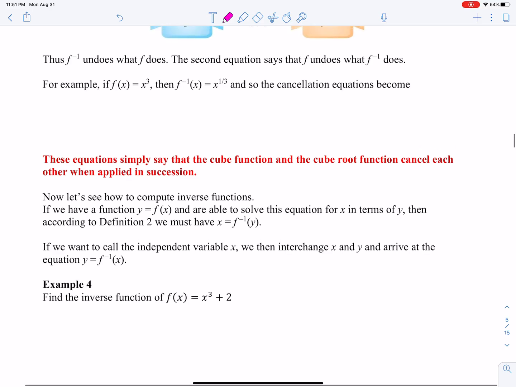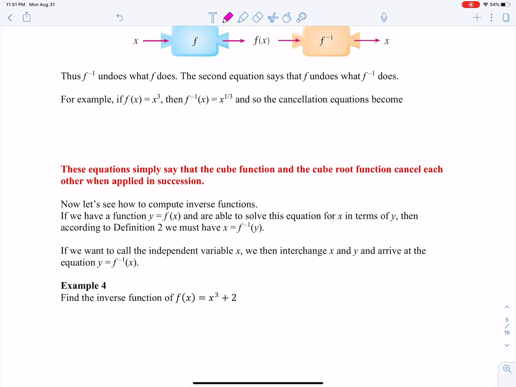All right, so let's do a quick example here. For example, if f of x equals x cubed, then f inverse of x equals x to the 1/3. So the cancellation equations become, so let's do this. We're going to do f inverse of f of x, and we're going to see what that equals. So f of x is x cubed. We're going to plug it into the inverse equation. So we're going to do x cubed to the 1/3. We actually already did this one. That's okay. We're just showing the work now. So exponent rules tell us this is x to the 1 power. In other words, a plain old x.